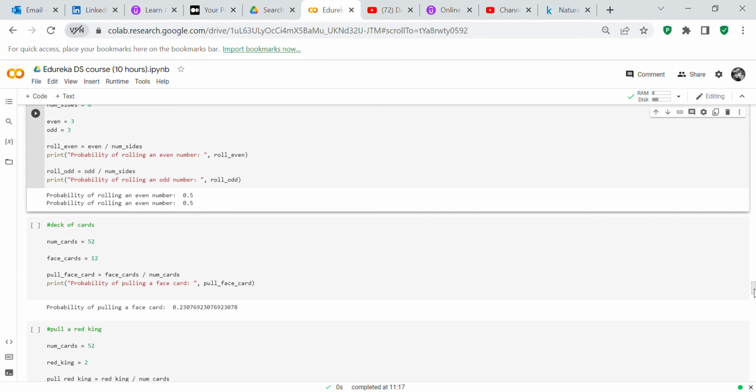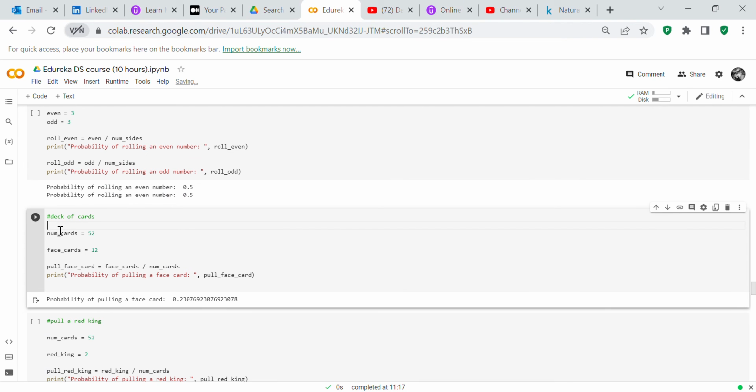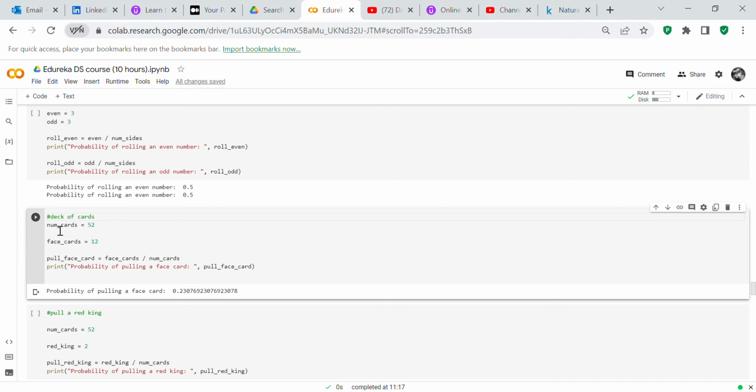So the next thing we're going to talk about is working with a deck of cards. So num_cards equals 52. There are 12 face cards in a deck of 52. So pull_face_card equals face_cards over num_cards. So that's going to be 12 over 52. So print probability of pulling a face card, comma, pull_face_card, and the probability is 0.23, or 23% chance of pulling a face card.